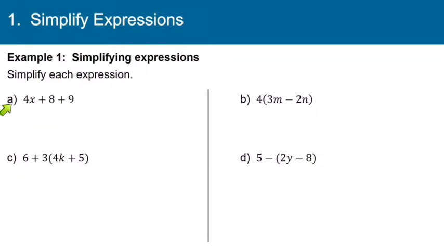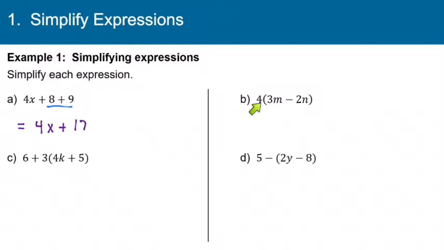So when we look at part A, first, I notice there are no parentheses, so that's fine, but I notice that it says 4x plus 8 plus 9. Why not combine these two numbers into one? If you add 8 and you also add 9, you're really adding a total of 17. So this could be simplified as 4x plus 17.